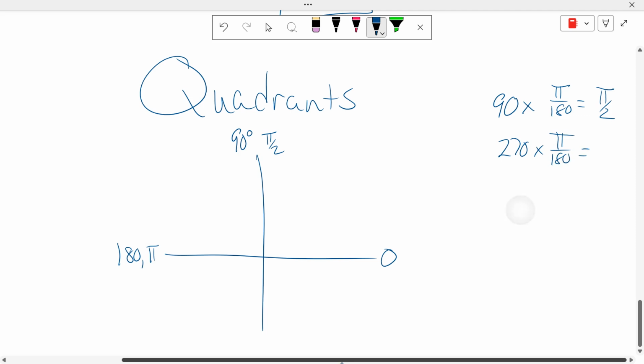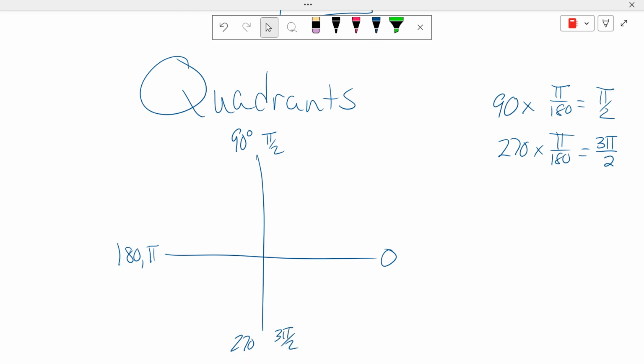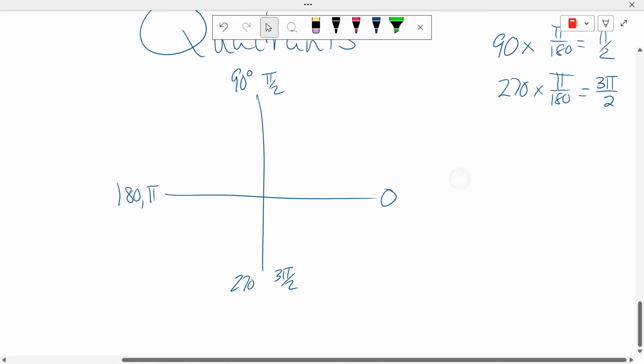270 over 180 is 27 over 18, dividing both by 9. 27 divided by 9 is 3. 18 divided by 9 is 2. So this would be 270 degrees is 3 pi over 2. Okay, so that's where our quadrants are. And obviously this would be 2 pi if you go all the way around.